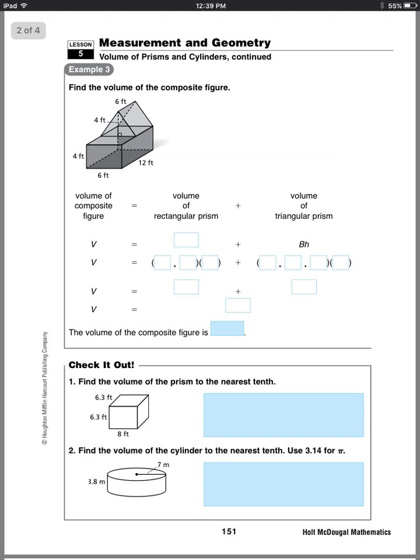Oh man, this one looks intense. Okay, we have a composite figure, which means we have 2 figures that make up one. So again, we need to find the volume of both and then add them together. And it tells us we have a rectangular prism and we have a triangular prism.